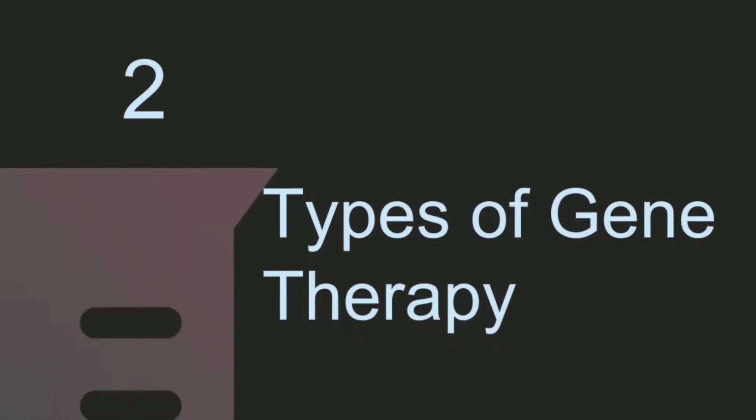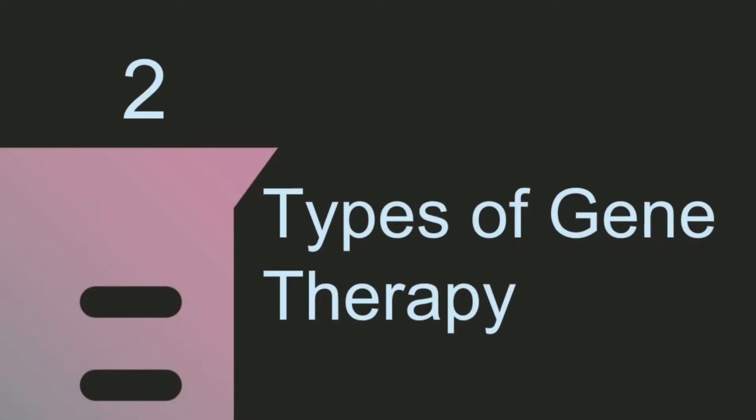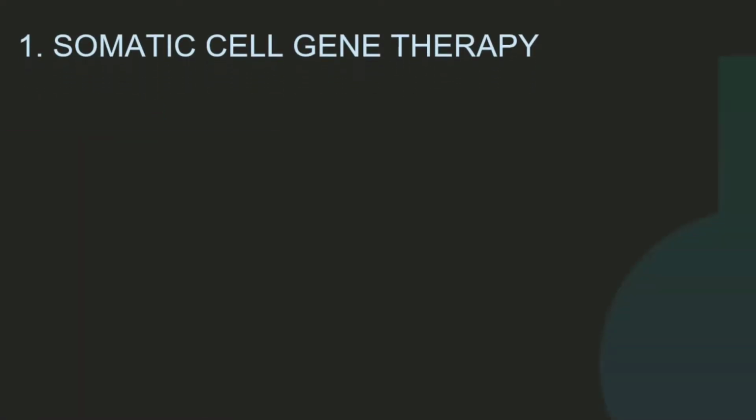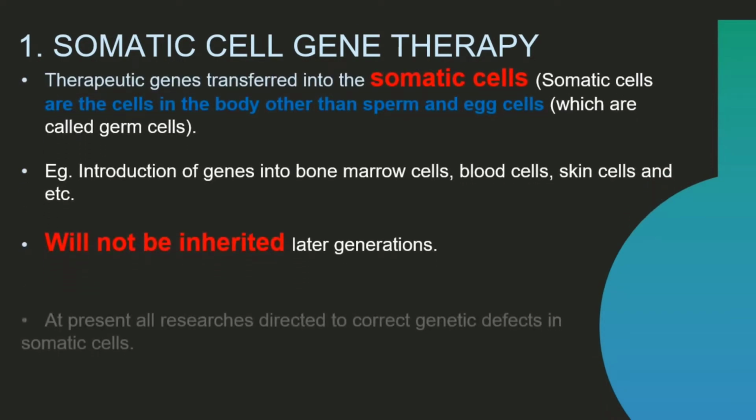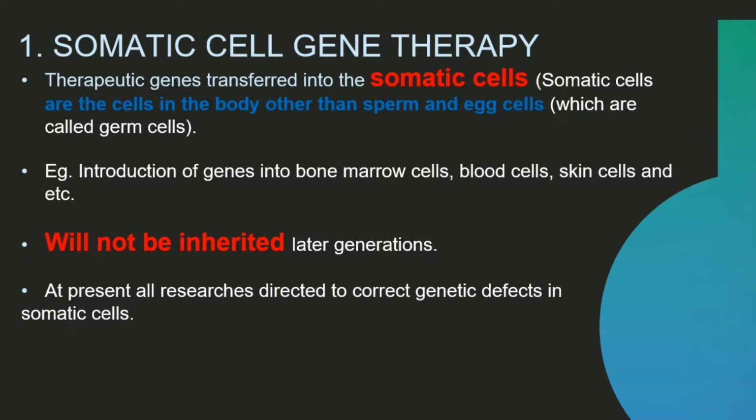Michelle Kalos. The two types of gene therapy are somatic cell gene therapy and germline gene therapy. Somatic cell gene therapy is when therapeutic genes are transferred into the somatic cells. Somatic cells are the cells in the body other than sperm and egg cells, which are called germ cells. For example, the introduction of genes into bone marrow cells, blood cells, skin cells, and so on. It will not be inherited by later generations.